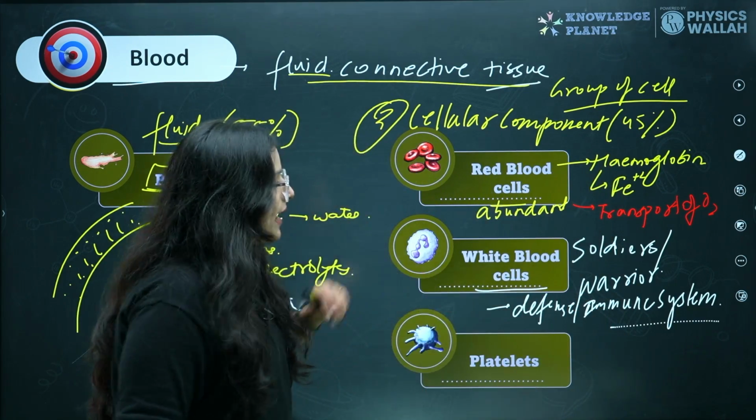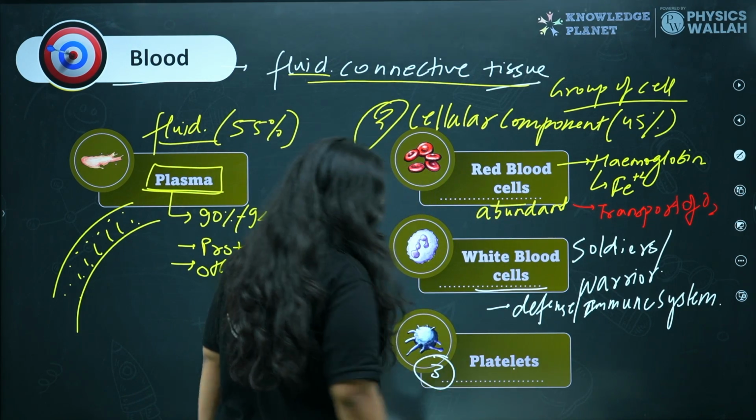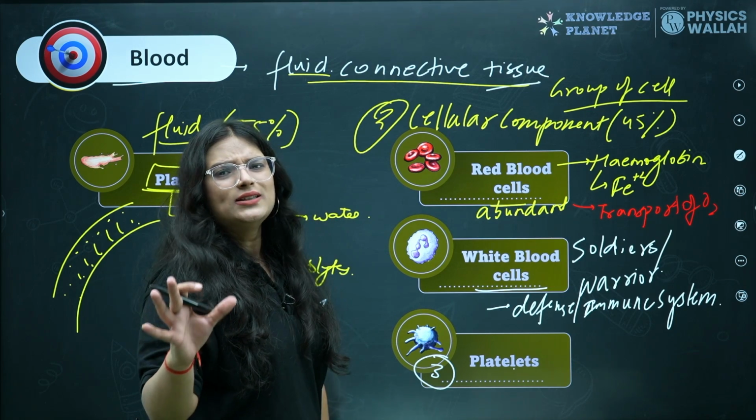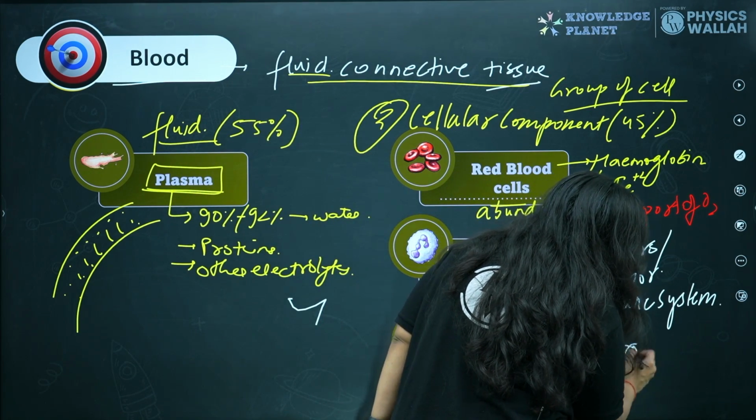Okay, next let's talk about the third component, which is platelets. Now these platelets are not cells, rather they are cell fragments.